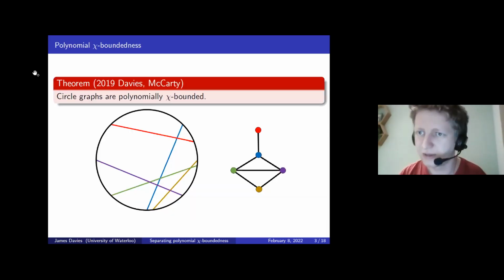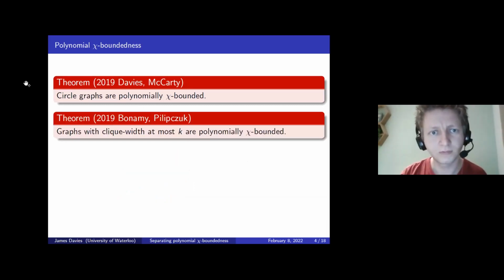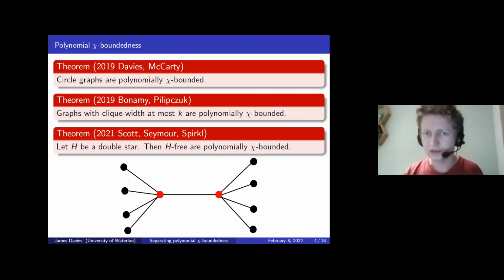Perhaps I'm biased with this first one, but the first one I mentioned is circle graphs. So circle graphs are polynomially chi-bounded, and these are just intersection graphs of chords in a circle. Another one I like is that graphs with bounded clique width are polynomially chi-bounded. And another from last year is that if you forbid a double star as an induced subgraph, then you're polynomially chi-bounded. So a double star is a tree with at most 2 non-leaf vertices like this.